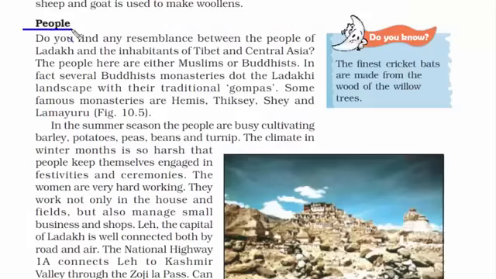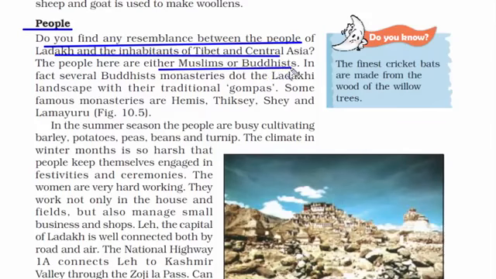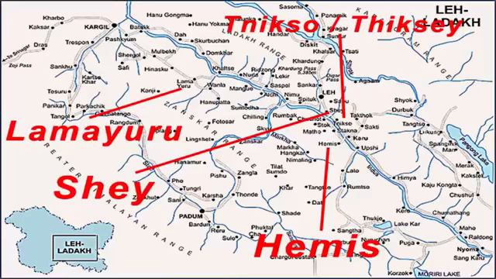Now let's read about the people of Ladakh. So you will find some resemblance between the people of Ladakh and the people of Tibet and Central Asia. Here the people are either Muslims or Buddhists. And in Ladakh you will get to see a lot of Buddhist monasteries. Buddhist monasteries are also called traditional gompas. Some of the famous monasteries are Hemis, Thikse, She and Lama Yuru.